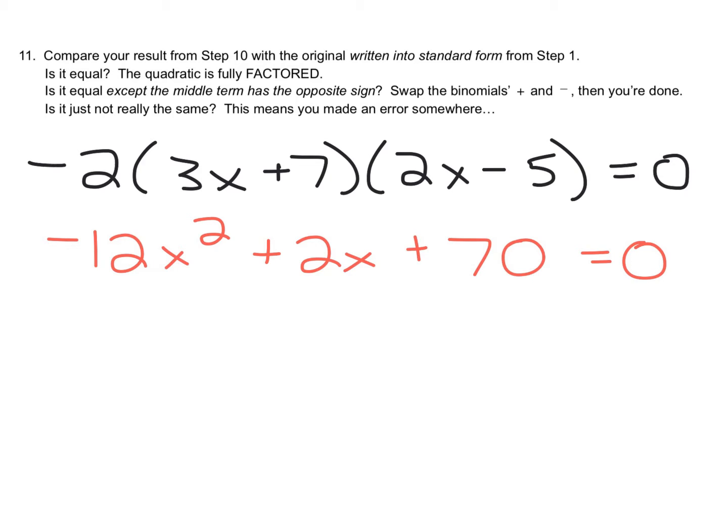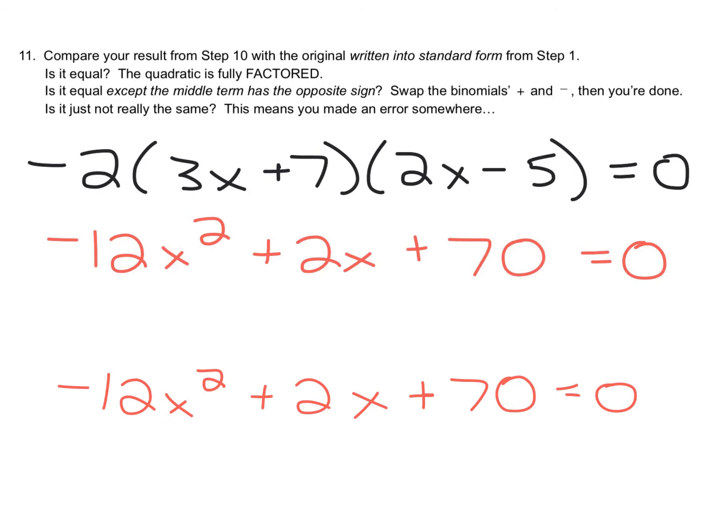Okay, so for 15, what we're doing is we're comparing here. We're saying this is what we think the answer is, but we need to check to see that these signs were in the right place. When we multiplied together, it looked like this, and we're going to compare it with what we originally had in step one once we rewrote it into standard form, and that is this. We're good to go. Those are exactly the same, and that means that we're done.